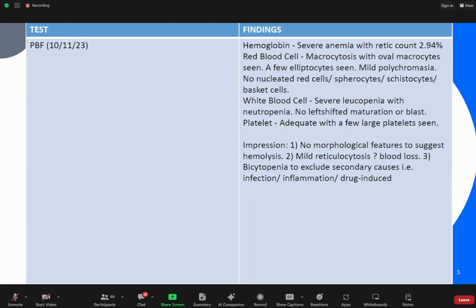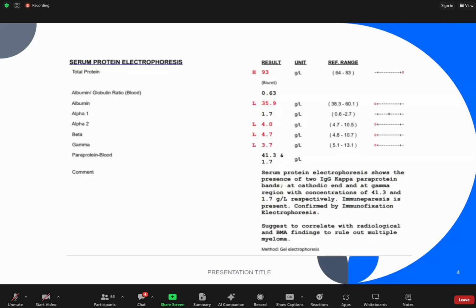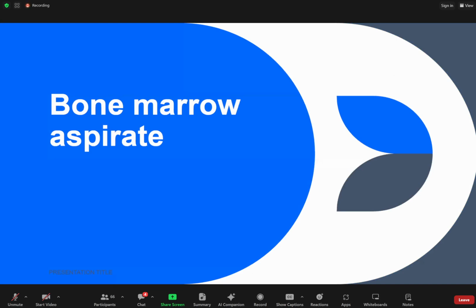PBF was done at that time. The HB was severe anemia, 2.9. There was microcytosis, with microcytes and erythrocytes with mild polychromasia. On the white cells, there was severe leukopenia and neutropenia, no left shift or blast, and platelets were adequate. So this is just a bicytopenia with no leukoerythroblastic picture or any blast or any abnormal lymphoids. Okay, so I start with the bone marrow. Actually, the patient had a bone marrow done in one of our district hospitals.